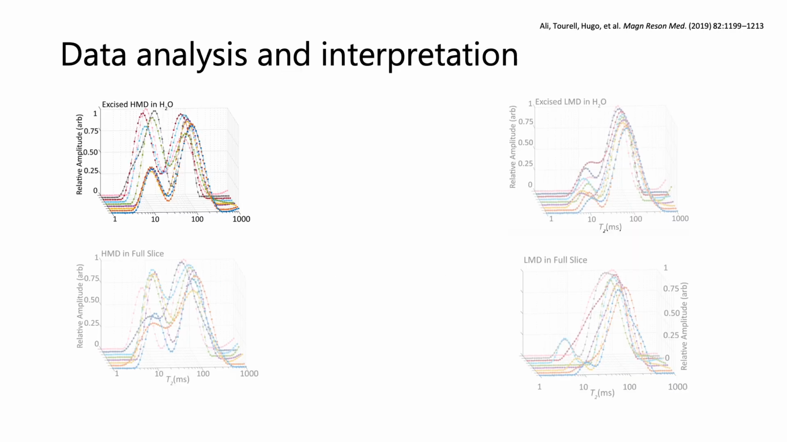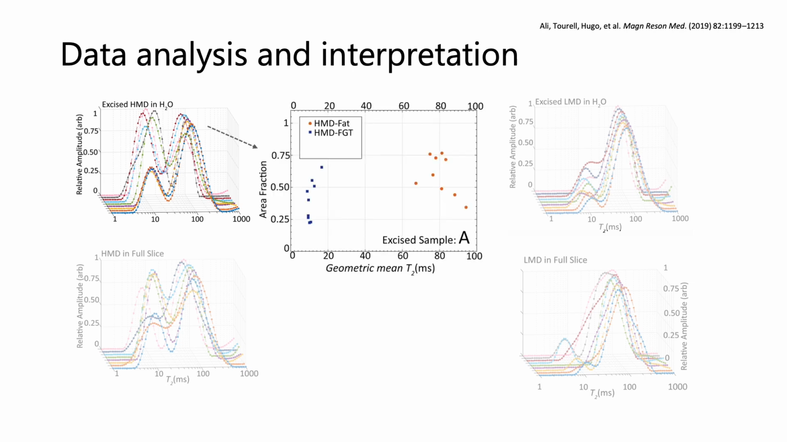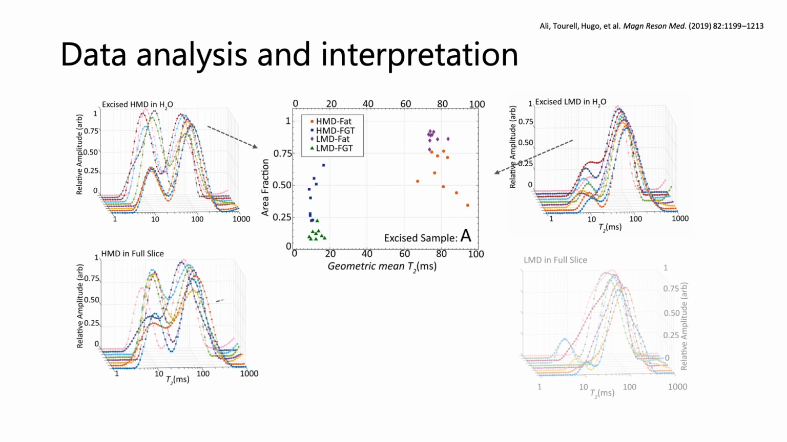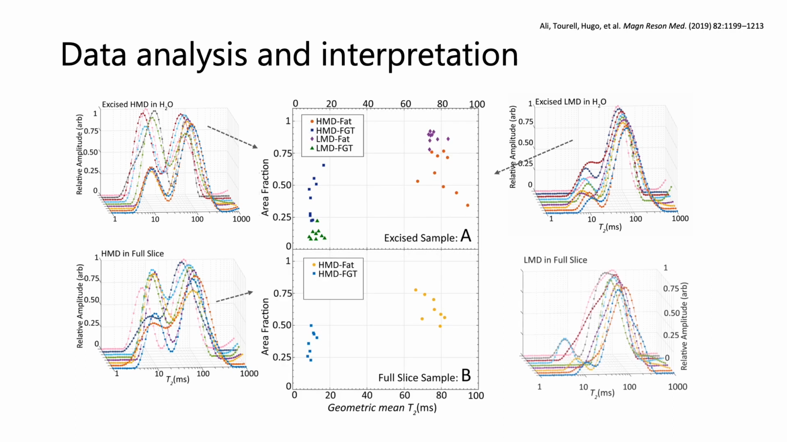Following the same analysis method, we repeated this analysis for all the samples that were used in the study, which were 9 samples altogether. We did this analysis for the tissue with high mammographic density, low mammographic density, samples from the excised slice as well as for the samples from the full slice. Then we plotted the geometric mean T2 and area fraction as we see in this figure.